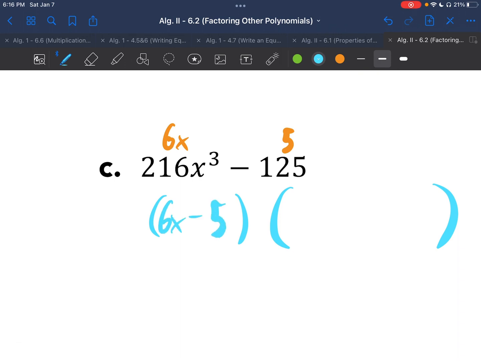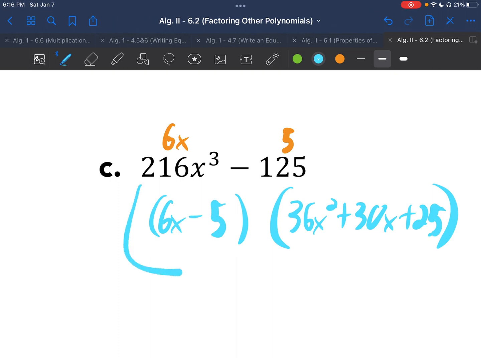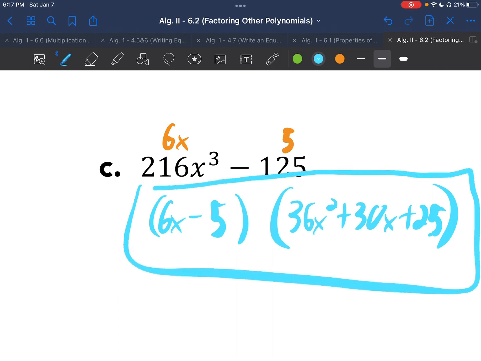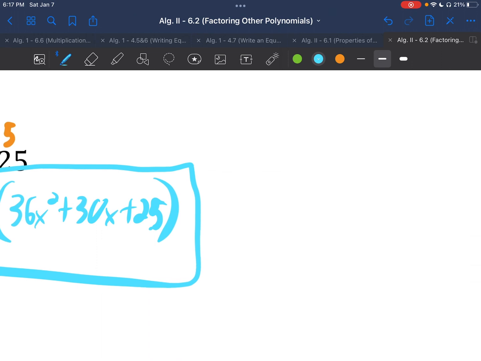Trinomial starts out as the first one squared, so 36x squared. Opposite sign plus. And then we do the 2 times each other, so 30x. Plus the second squared, 25. Letter D.